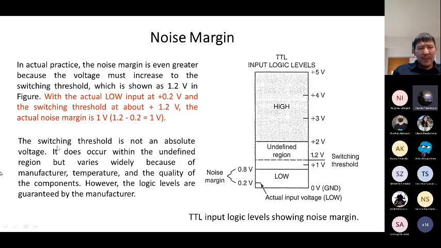But do not pay a lot of attention to this switching threshold, because it depends on a lot of things. It depends on the temperature. It depends, for example, on what kind of logic gates you're using, a lot of things. Manufacturers can guarantee the low value and high value, but this switching threshold depends on the situation. For example, I mentioned temperature.